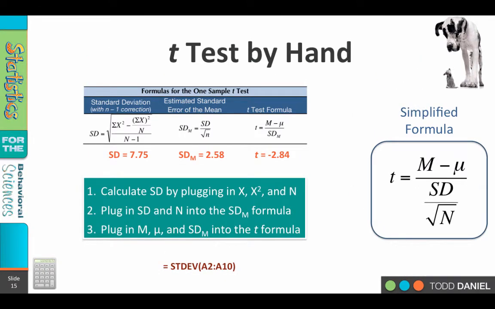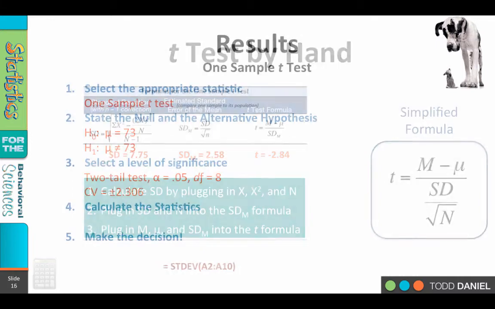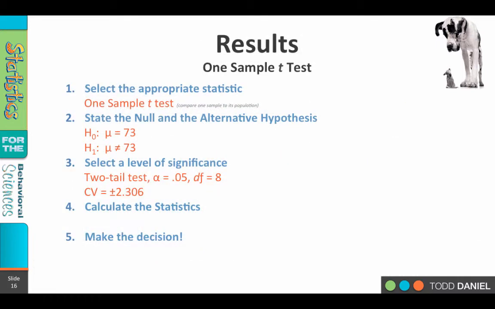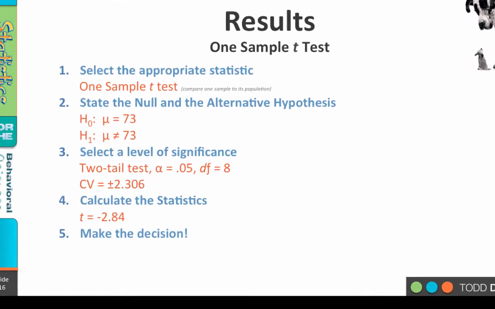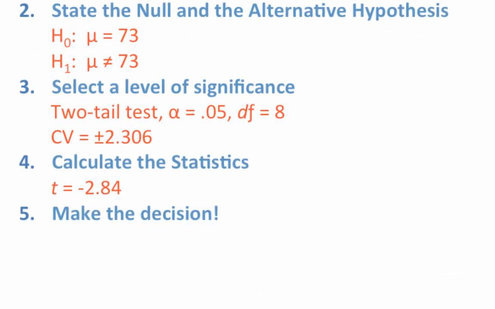2.84. Now that we know where our negative 2.84 value came from, let's go back to our 5 steps and put that into context. So we are on to step 4, calculate the statistics. We calculated a t-value of a negative 2.84. Now it's time to make the decision. Does the t of negative 2.84 exceed the critical value of positive or negative 2.306? And the answer is yes, it does.